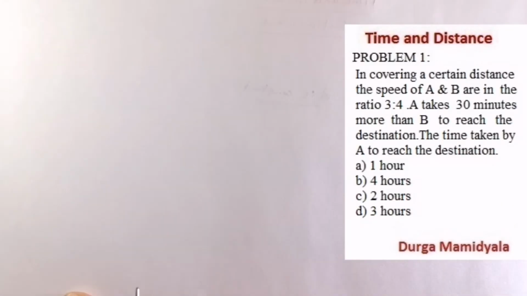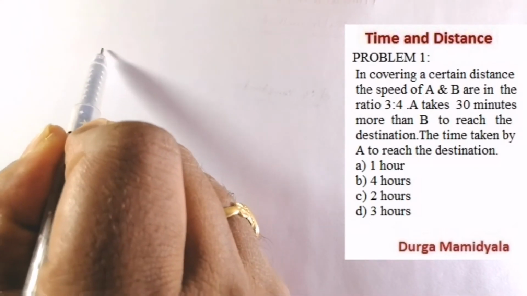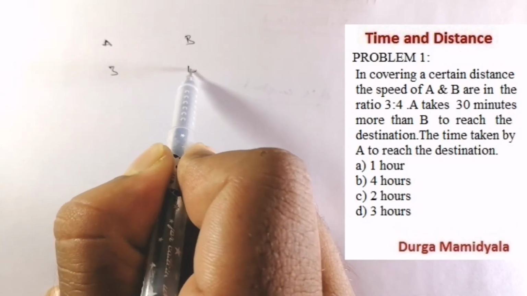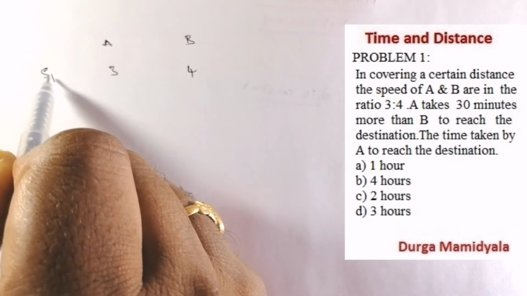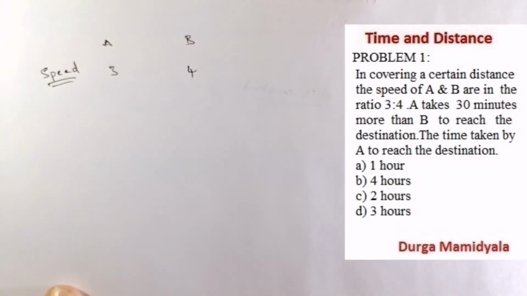So here is our first problem. In covering a certain distance, the speeds of A and B are in the ratio 3:4. So we have been given two people, A and B, and the speed ratio is 3:4, right? A takes 30 minutes more than B to reach the destination. What is the time taken by A to reach the destination?